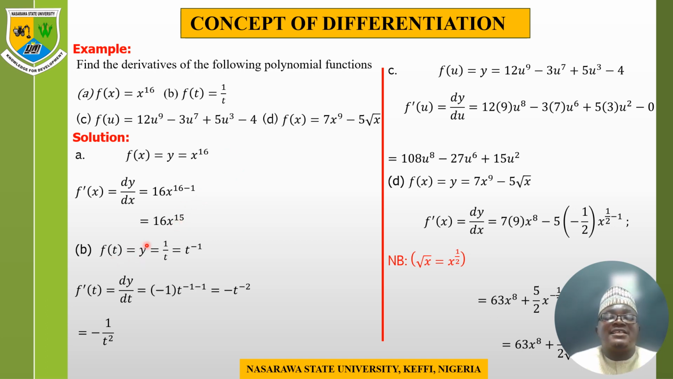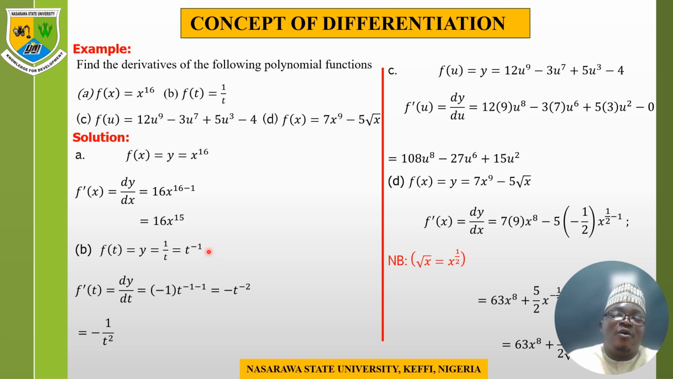Now, look at the second example, f of t equal to 1 all over t. Using indices, 1 all over t is the same thing as t raised to the power of minus 1. Now, when you differentiate this one, the coefficient of t is 1, the power of t is minus 1. Minus 1 times 1, we get minus 1. We subtract 1 from the power of minus 1, so we have minus 1 minus 1, which gives minus 2.